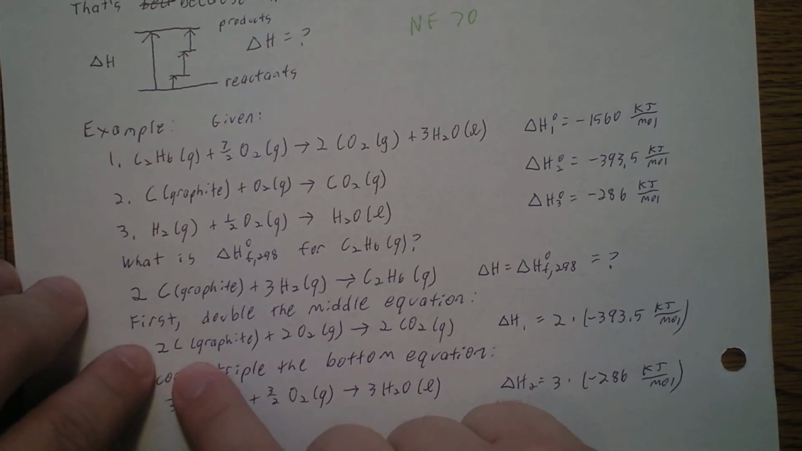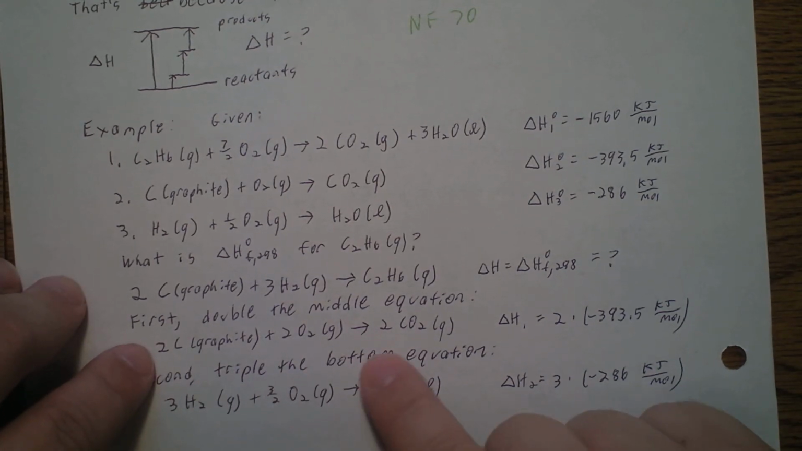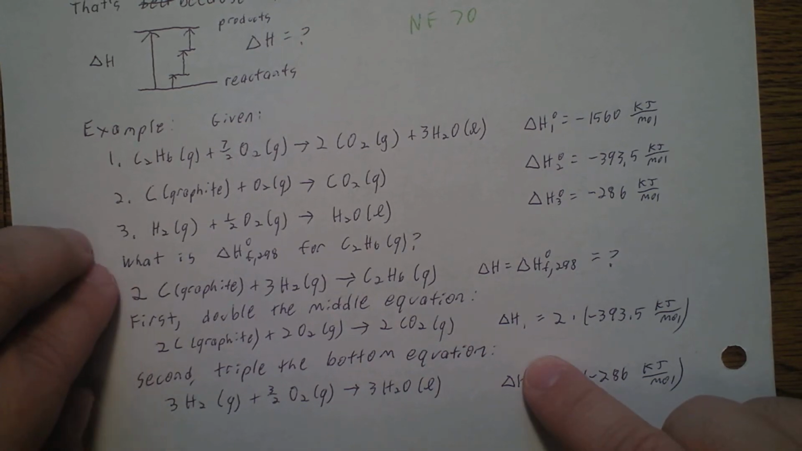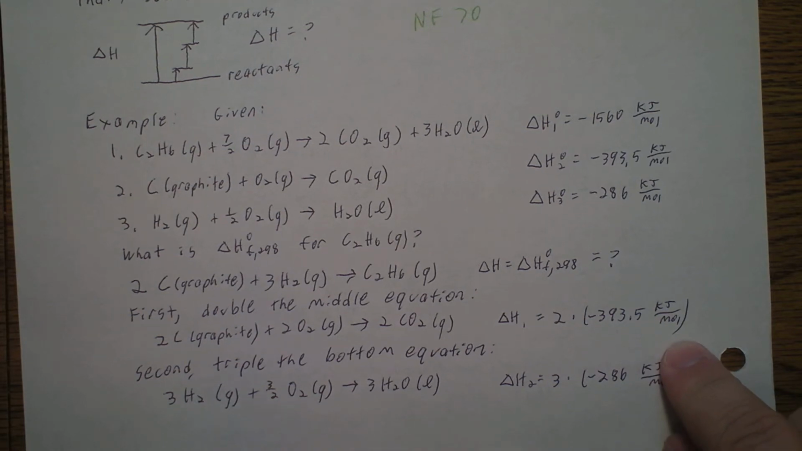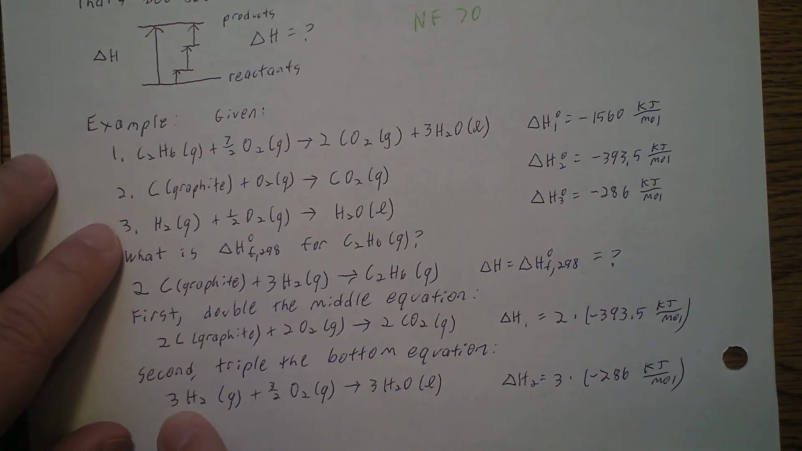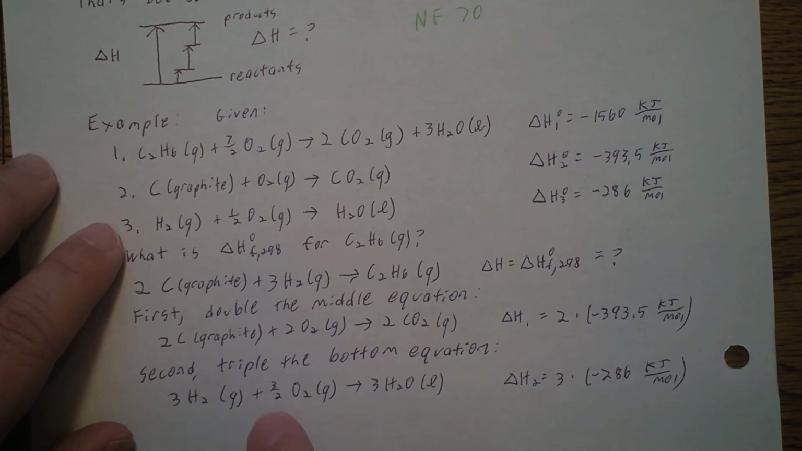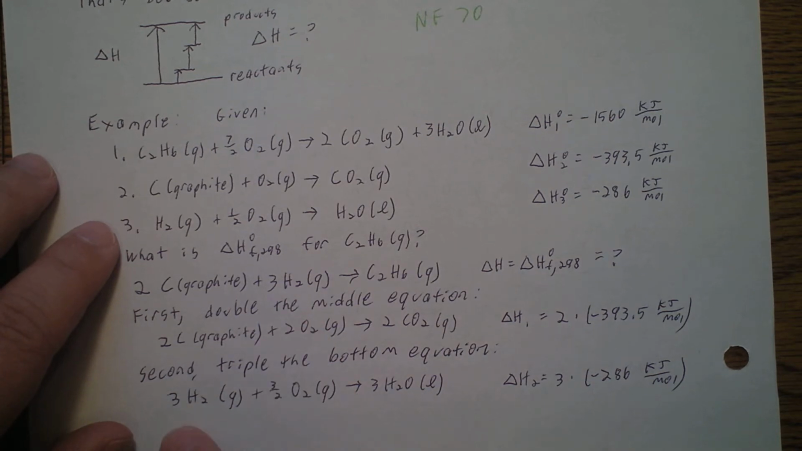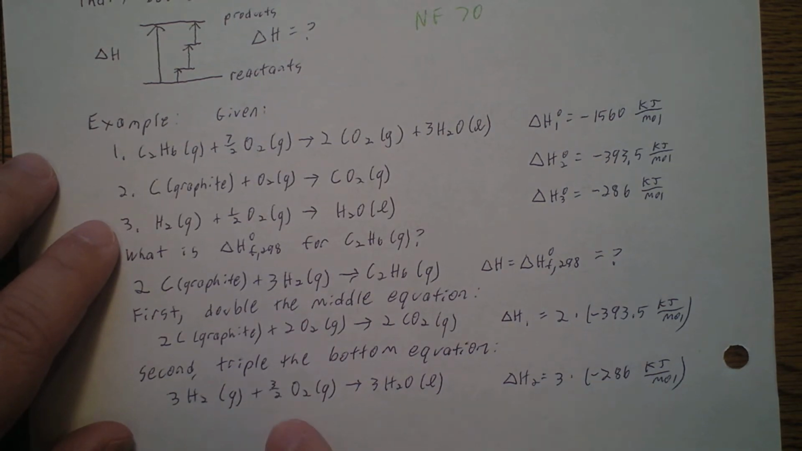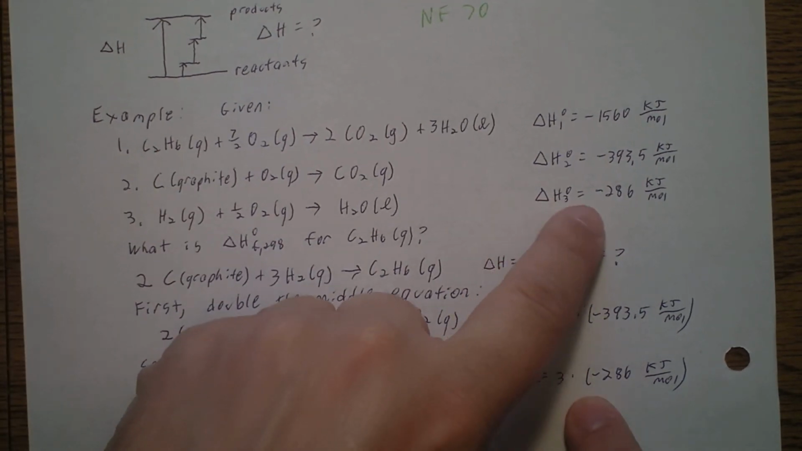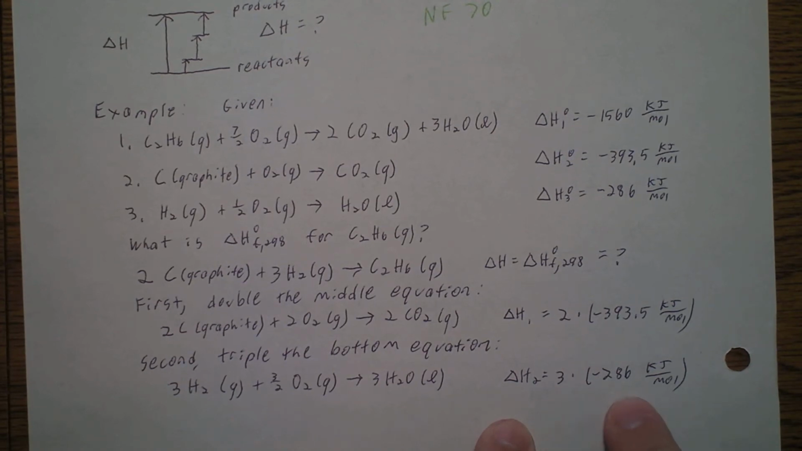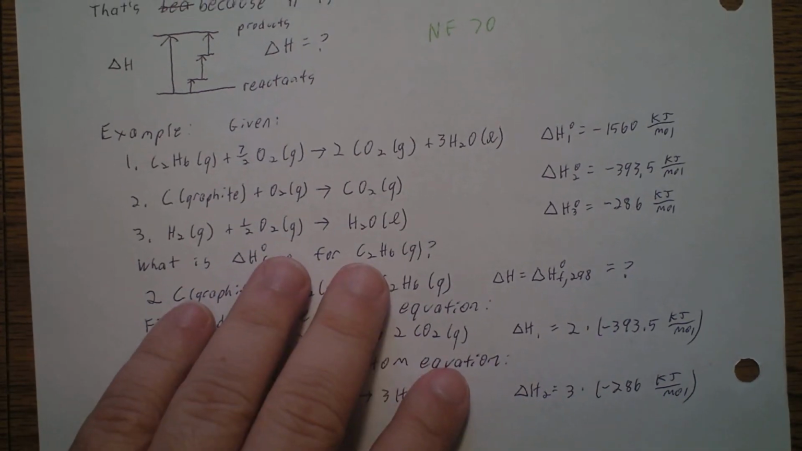So we're going to take 2 times the graphite plus 2 O2 gas goes to 2 CO2. And just for doing that, we get 2 times negative 393.5 kilojoules per mole. Likewise, to use up the right amount of hydrogen, we're going to take triple the bottom row. So we're going to take 3 times H2 gas plus 3 halves O2, going to 3 H2O liquid. So we're just going to take 3 times that number. So we get 3 times negative 286 kilojoules per mole.